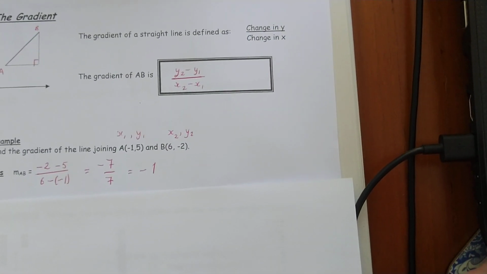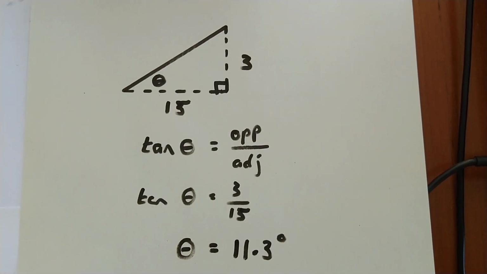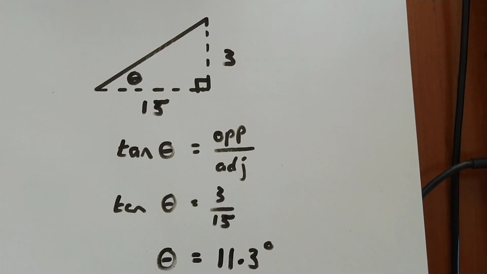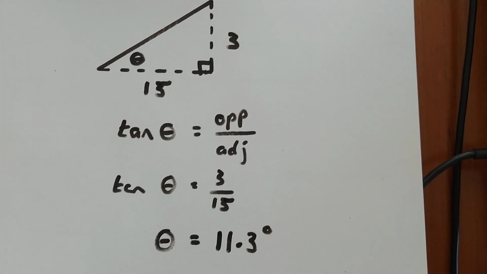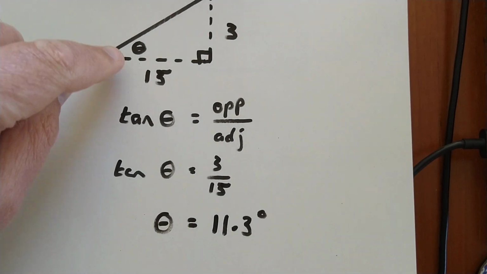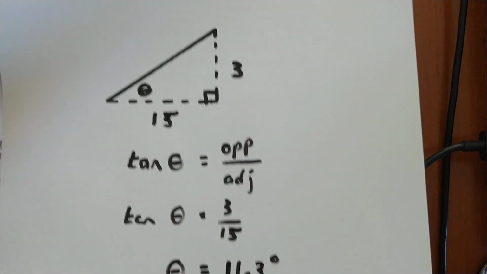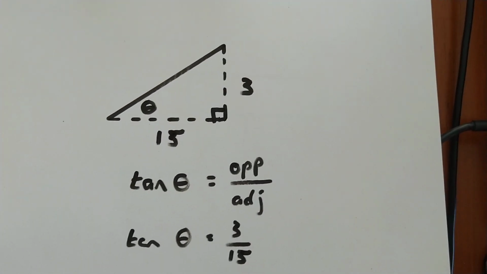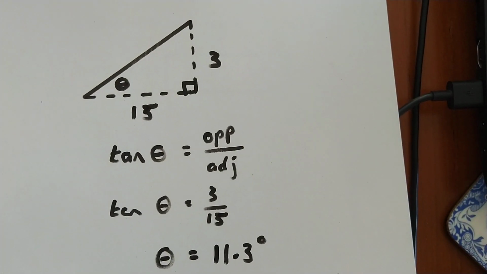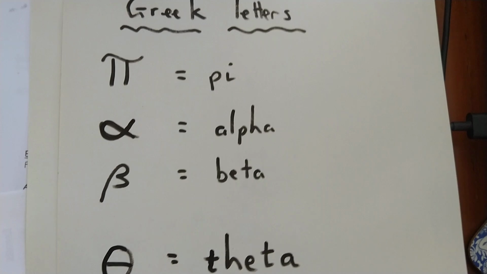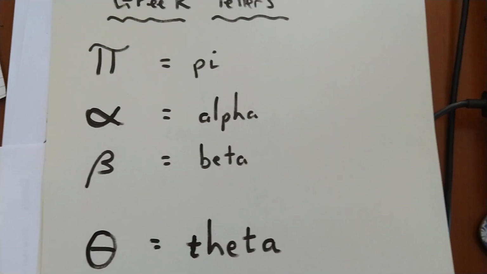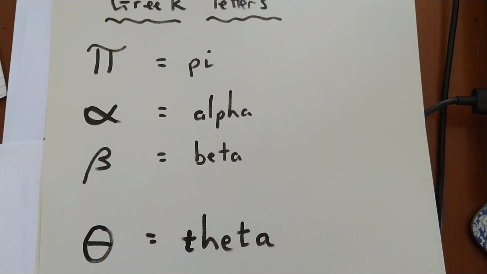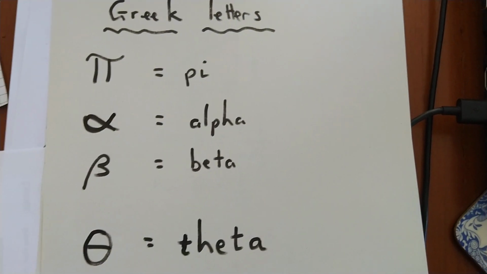Okay, the new bit for Higher goes as follows. Let's say I said to you on this diagram, work out this angle here. Now there's a funny little symbol in here, theta. So I'm going to have to find a little sheet which explains what these things are. Basically, in maths, we ran out of our letters. So we said, well, our alphabet's not enough for all the different symbols we need in maths. That's okay, there are other alphabets.